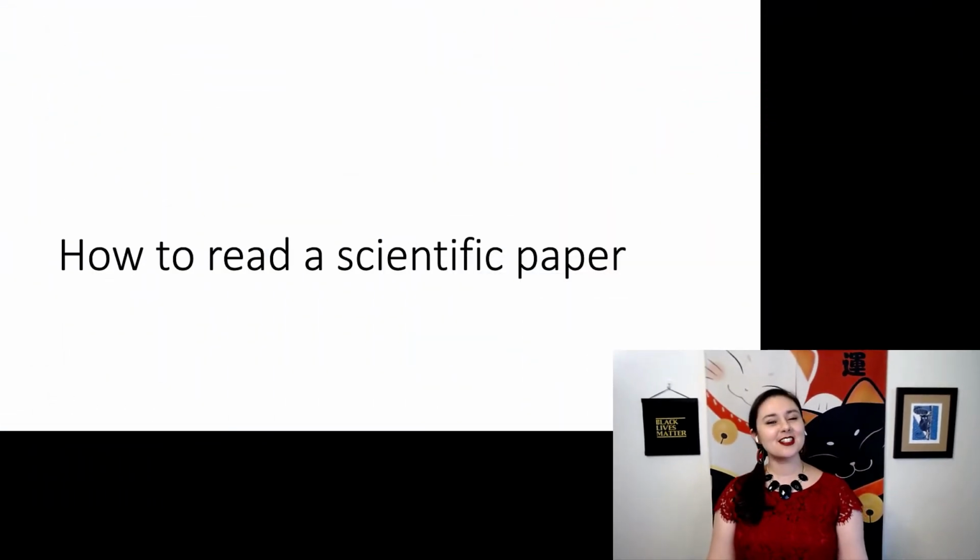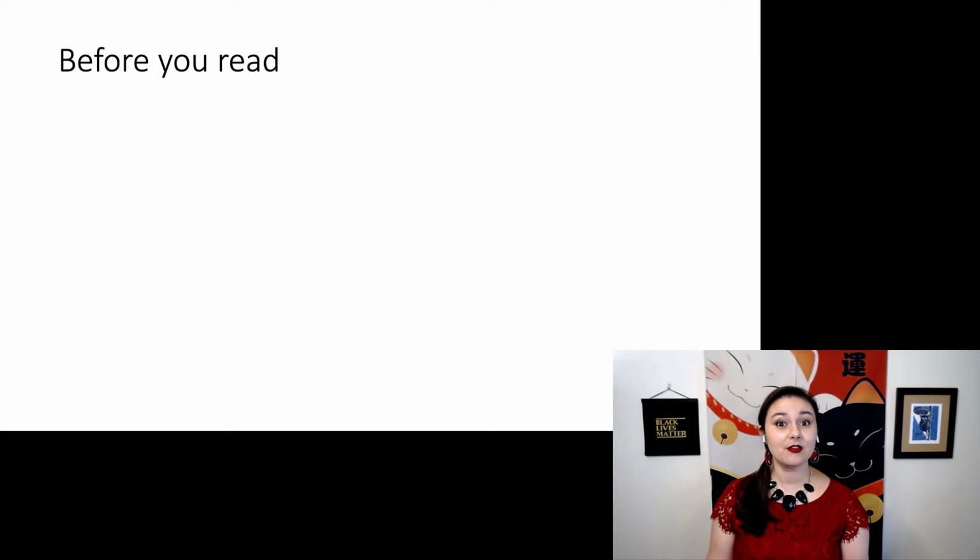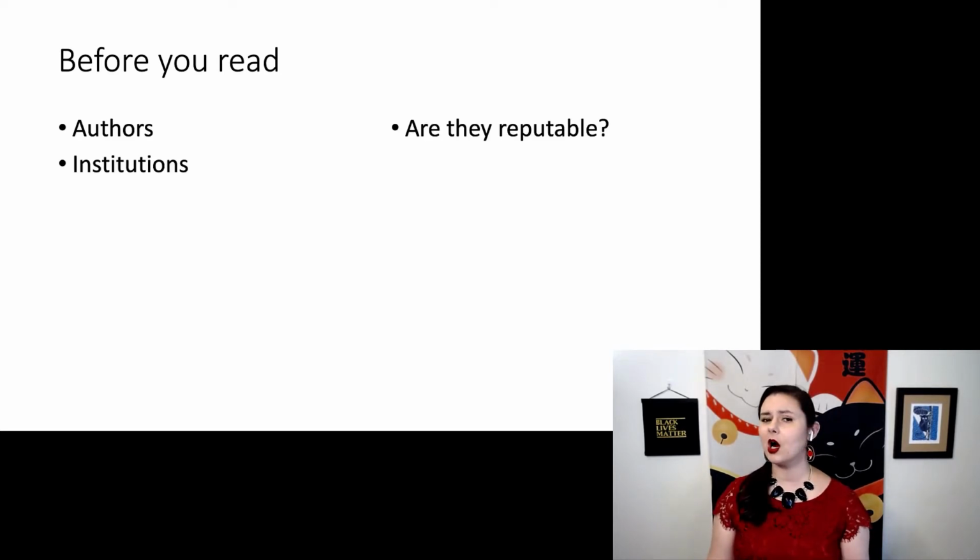Scientific papers seem daunting for a lot of people, but once you get comfortable with them, you can learn a lot of cool stuff. So let's talk about the first thing you want to do. First, you want to look at the authors and their institutions. You're looking for, are these reputable people? Are they coming from a reputable institution?